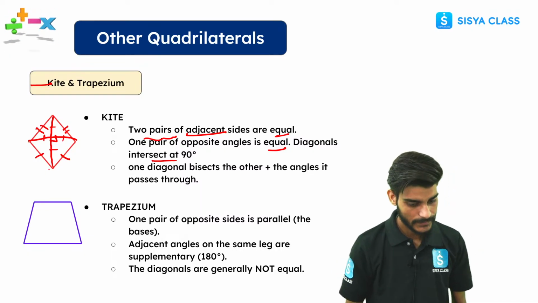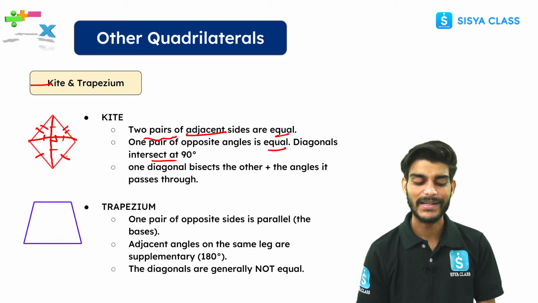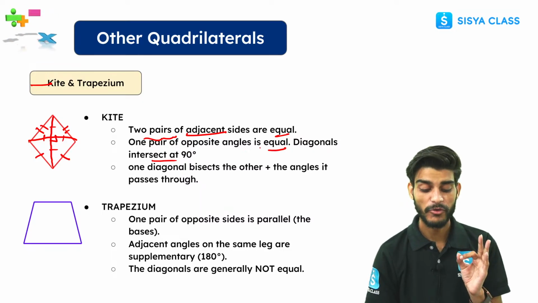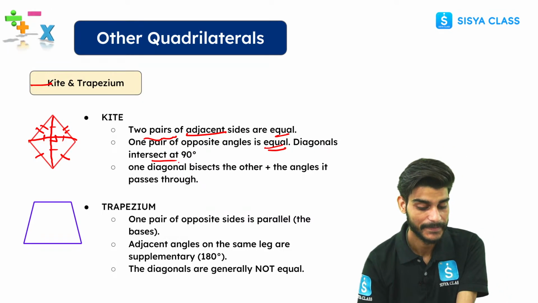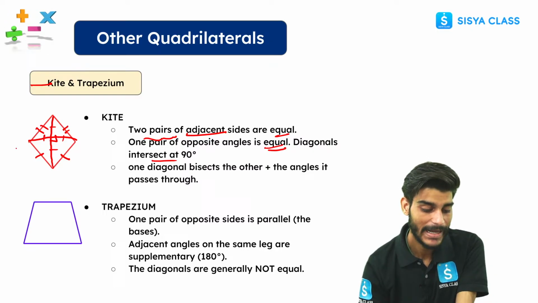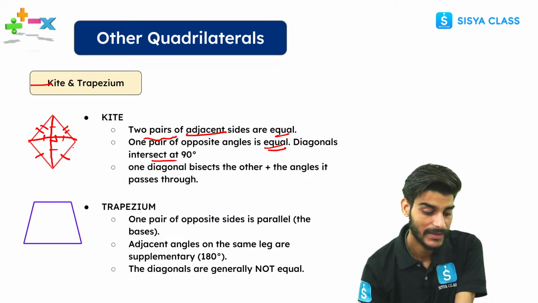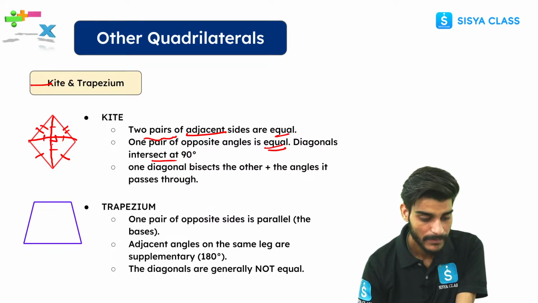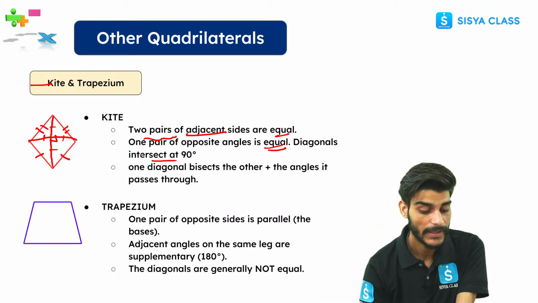That's it. Two pairs of adjacent sides means adjacent sides are equal here, not the opposite sides. Clear? Second is one pair of opposite angles is equal and diagonals intersect at 90 degrees. Diagonals intersect each other at 90 degrees, obviously, and one diagonal bisects the other. Means if they intersect, they will be bisected by each other, right? So this is all about the kite.